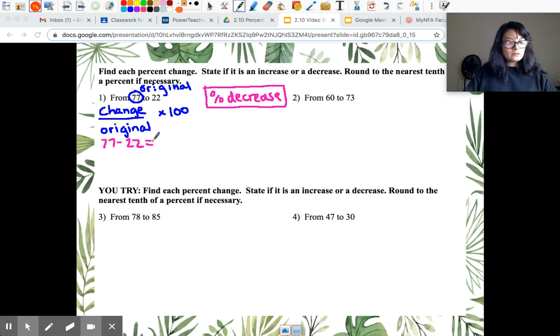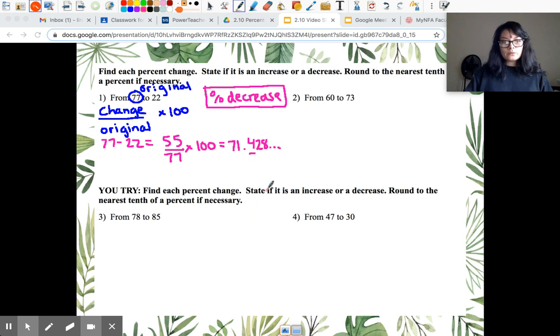gives me 55. And then I take that amount of change and I divide it by 77 because that's my original. Multiply that result by 100. And that's going to give me 71.428, and it keeps going.